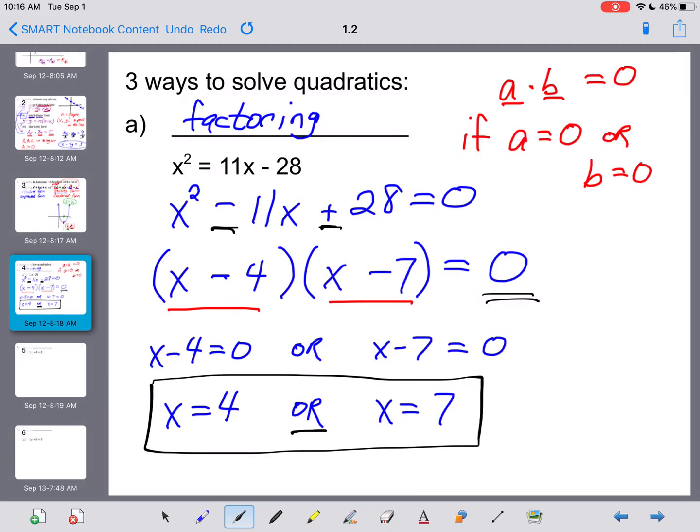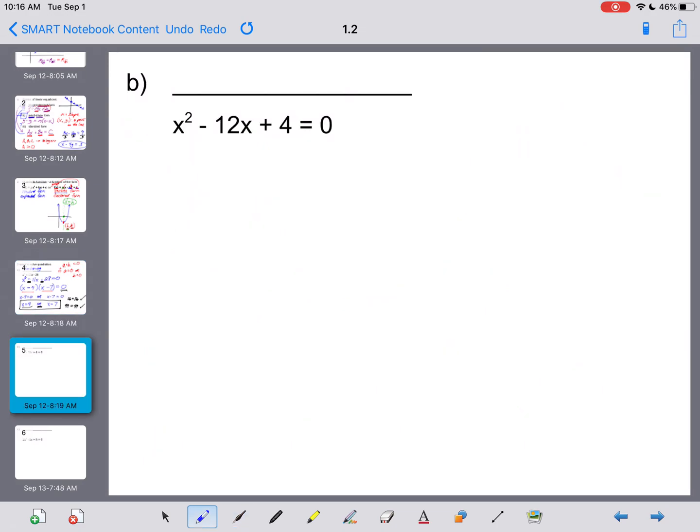I said we were going to check these, but I think we got it pretty quick. X is 4, so that's a 16 on the left. And then 11 times 4 is 44, and 44 minus 28 is 16. So check, 4 works. And let's do a 7 now. 7 squared is 49. And over here on the right side, 11 times 7 is 77, and 77 minus 28 is 49. That one works out as well. Okay, so nothing difficult with factoring. You've been doing it a lot over the last several years.